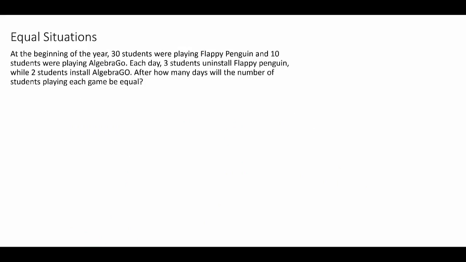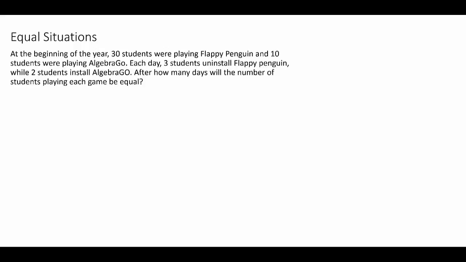In this problem, our hint is that we have equal situations. And so if we can come up with a way to model two different things and they want us to decide when they will be equal, then we'll set our two things equal to each other and solve it. That'll make more sense once we start setting this up.